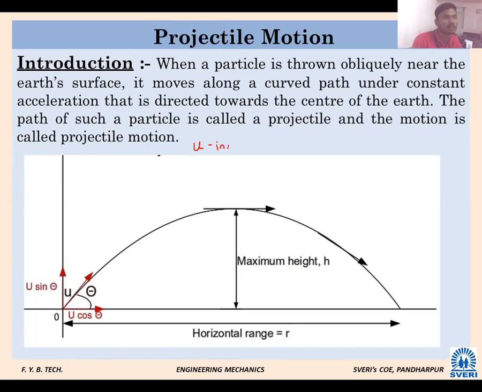Here u is the initial velocity, theta is the angle with the horizontal, then the maximum height h, and the range R, the horizontal range. You can just remember the terms. Actually, from the ground level the object is thrown. It is not necessary to write.